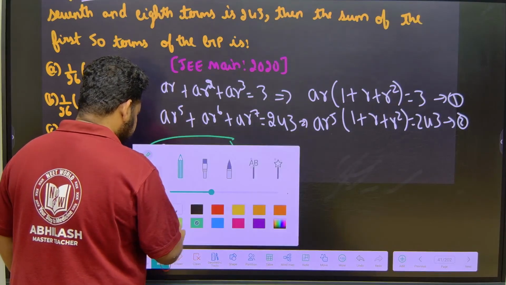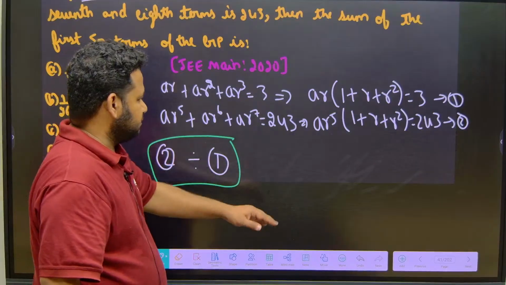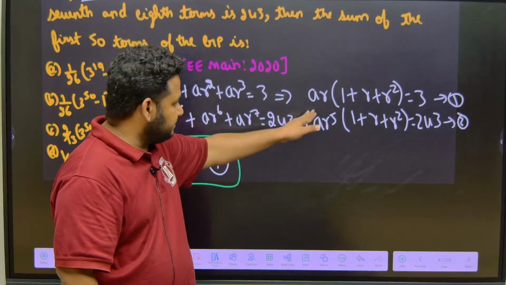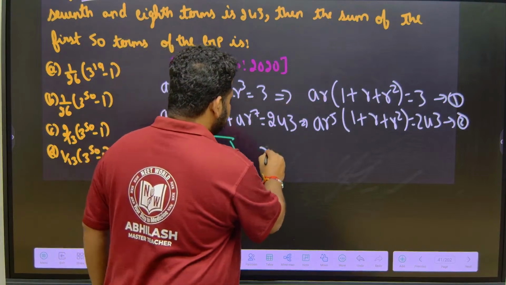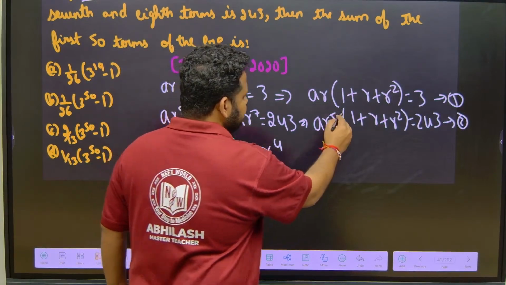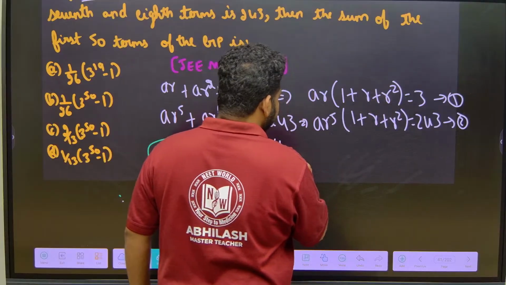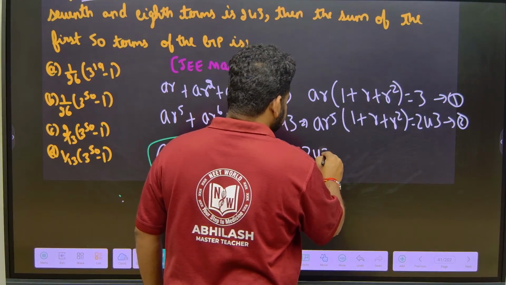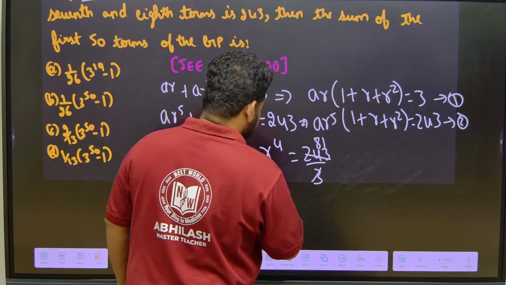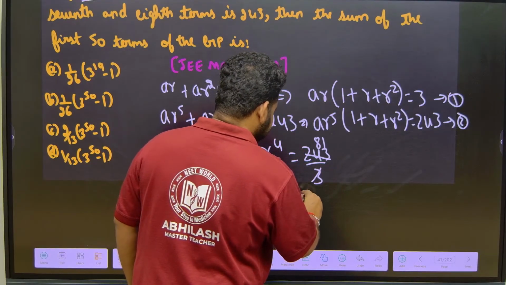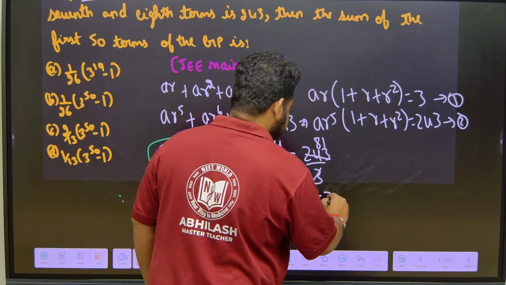Okay. So what I will do here is divide equation 2 by equation 1. AR^5 divided by AR: A and A will cancel, R^5 divided by R will give us R to the power of 4, and the rest will get completely cancelled. So R to the power of 4 is equal to 243 divided by 3. 3 ones are 3, 3 eights are 24, 3 eights are 24, so R to the power of 4 is equal to 81, which can be written as 3 to the power of 4.